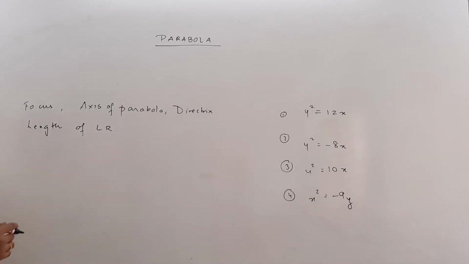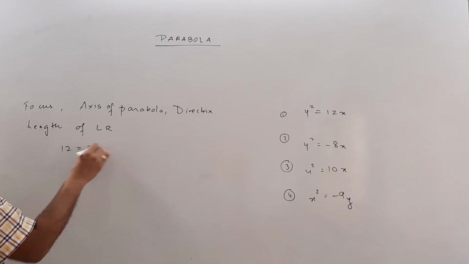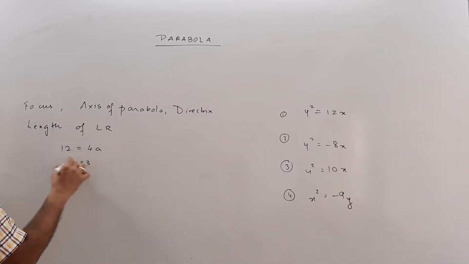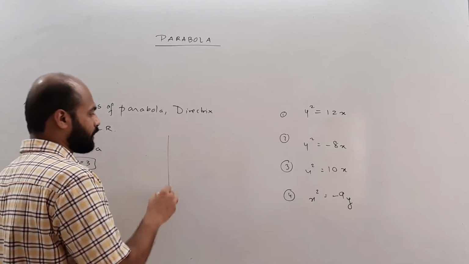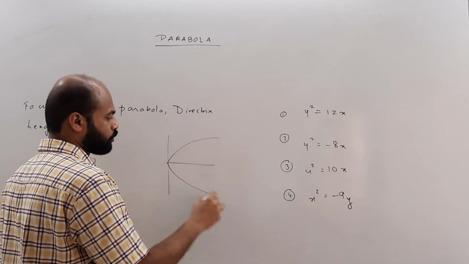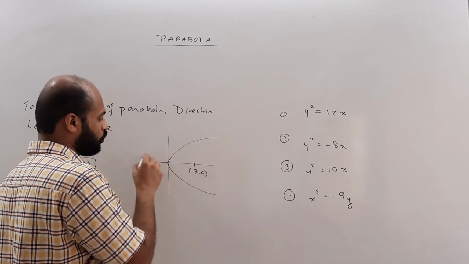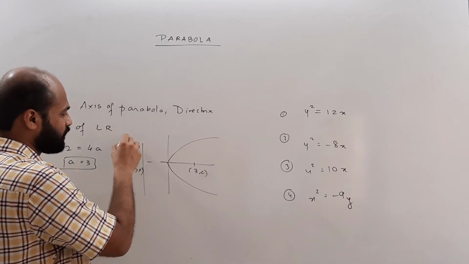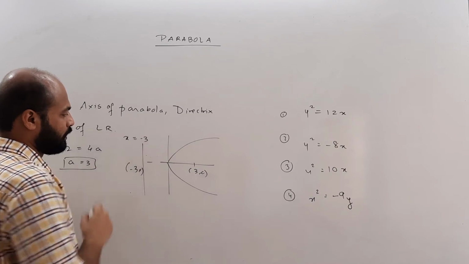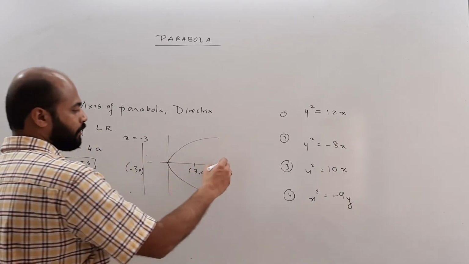Let's take the first parabola. So clearly see that 12 is 4a. So a is 3. In the first case, a is 3. And the parabola is something like this, that is going on this side. So obviously the focus is going to be 3 comma 0. This is going to be at minus 3 comma 0. So obviously this is going to be x equals to minus 3. This is the equation of directrix. The axis is going to be y is equal to 0.